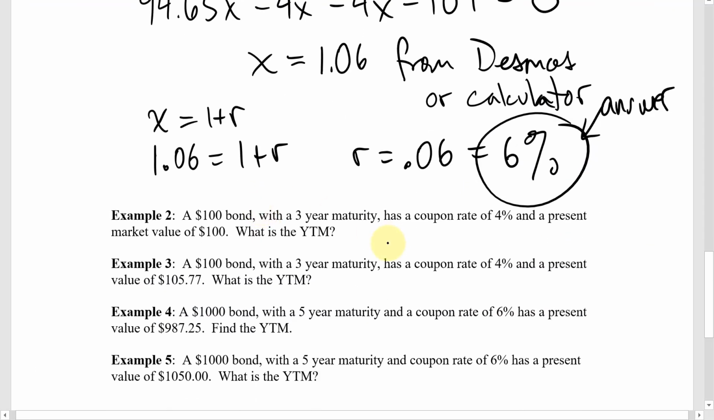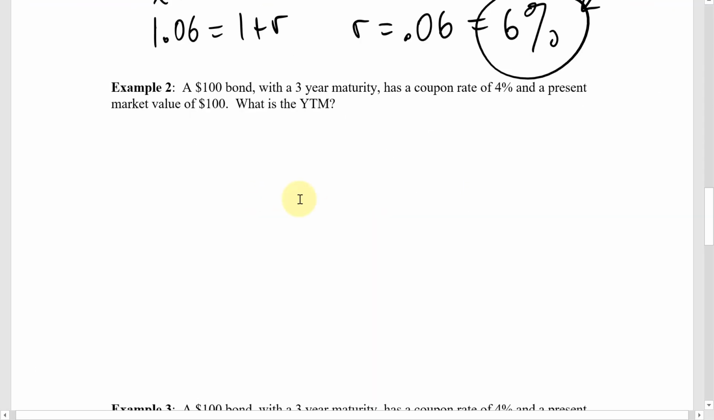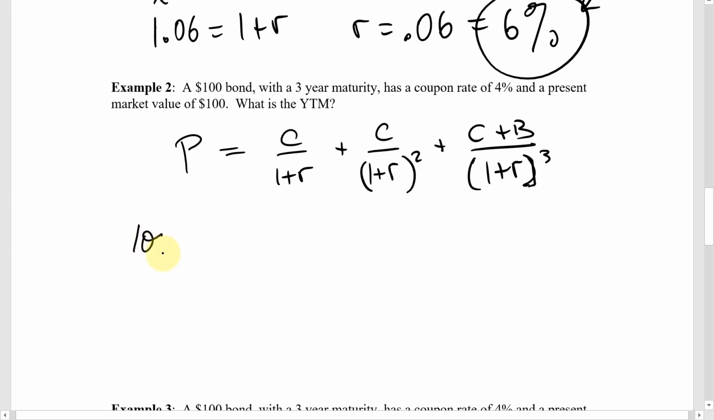Let's do another one. Another $100 bond, that's its face value, with another 3-year maturity, has a coupon rate 4%, the same as before, but the present value is exactly $100. So the present market value of $100, what would be the yield to maturity there? Present value 100, coupon rates are the same. I'm going to just write x instead of 1 plus r.